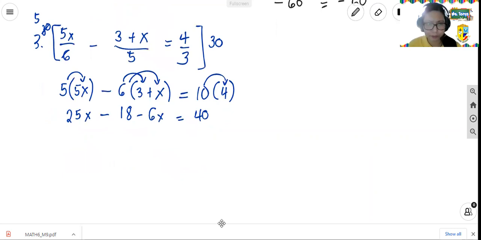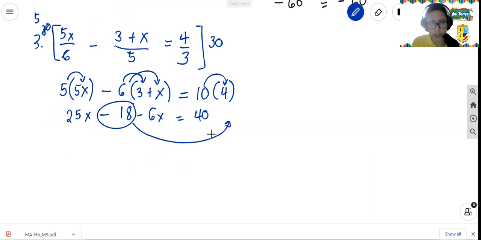And then let's just inspect. So we have 25x and 6x. So they have to be on the same side, but you don't need this one. So you can transpose that to the other side because it's a constant. So we have here 25x minus 6x. Again, the signs of 25x and 6x will not change because they are not moved to another side. But 18, 40, I will copy. 40 is not moving, but 18 is the one moving, so it will become plus.